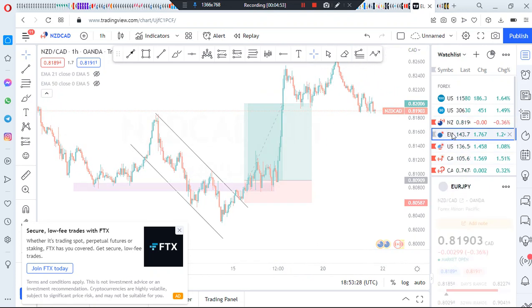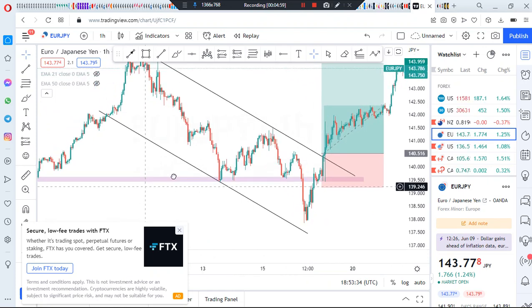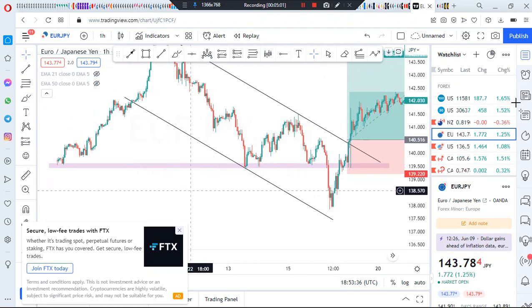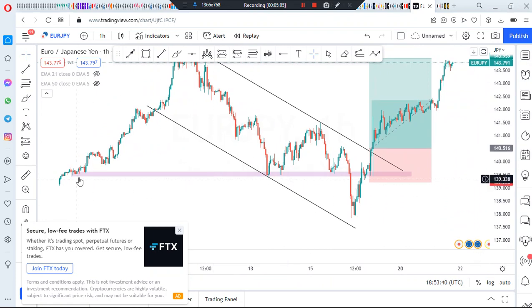Let me see if I have another one. Let me see Euro JPY. What do I have? In Euro JPY, it is the same story. This is our demand and supply line here.